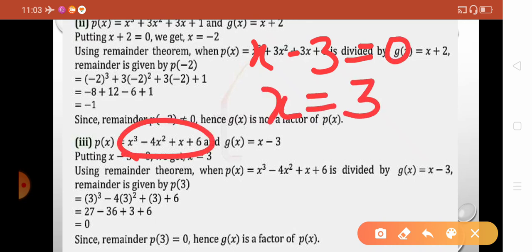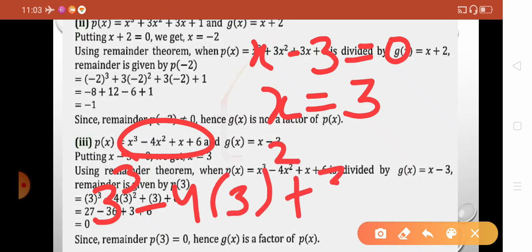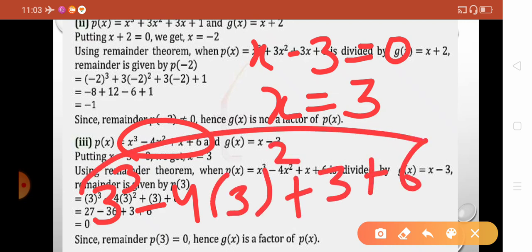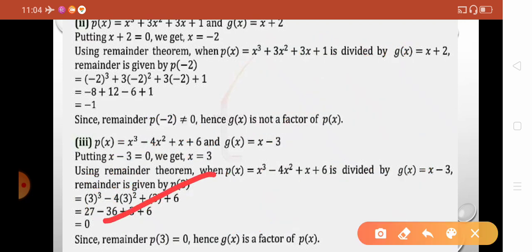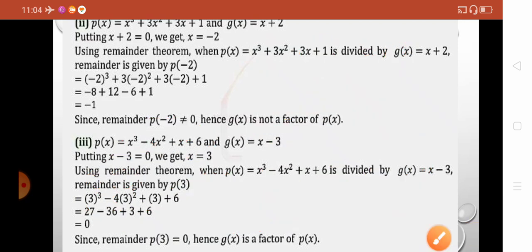Now we will put the value in this given equation, that is x cube minus 4x square plus x plus 6. After putting the value of x is equal to 3, we will get 3 cube minus 4 into 3 square plus 3 plus 6. By solving this, we will get the answer equal to 0. That means x minus 3 is a factor of the given polynomial.